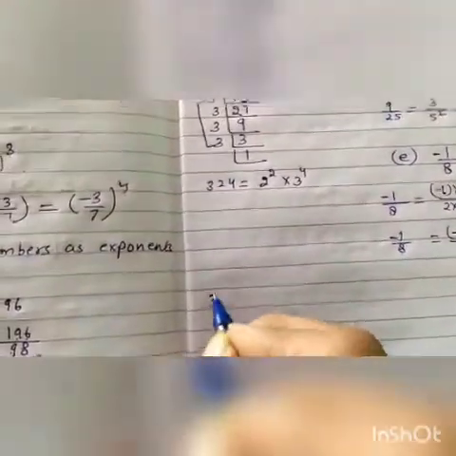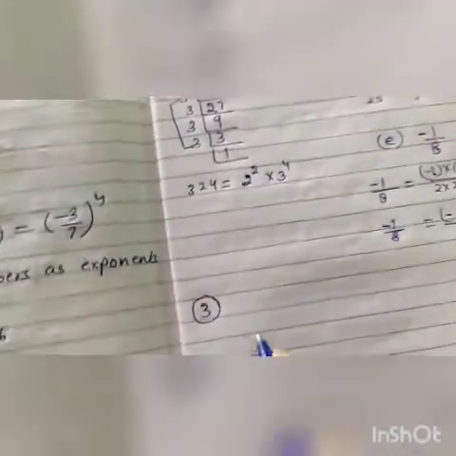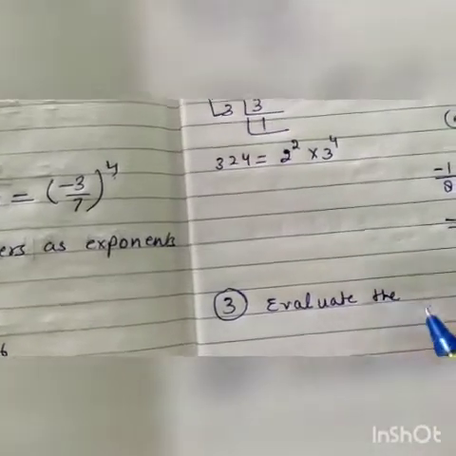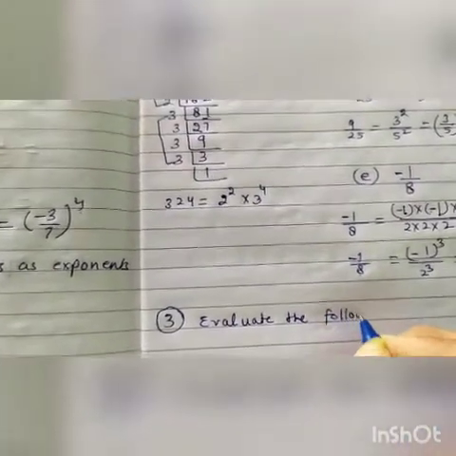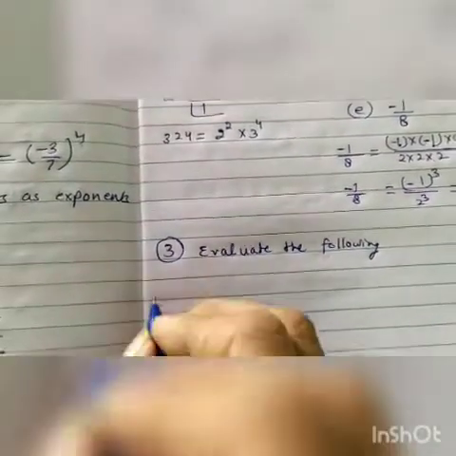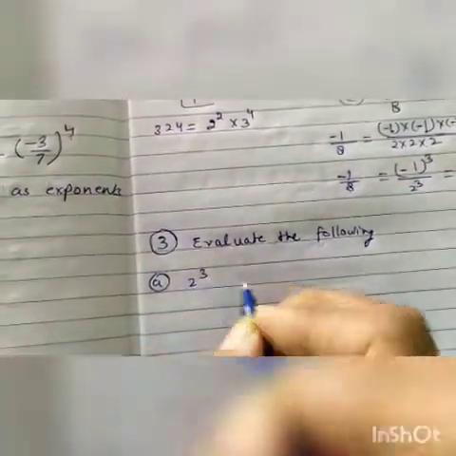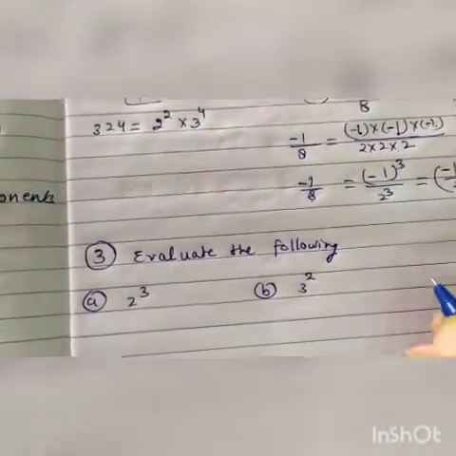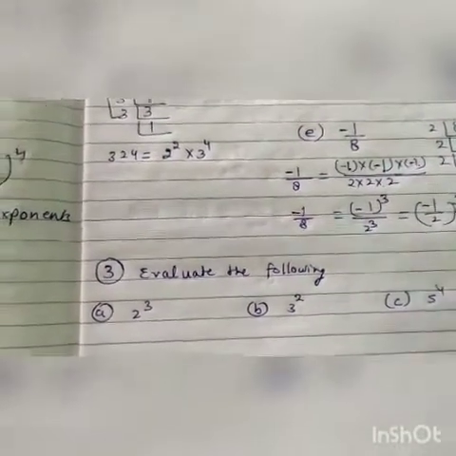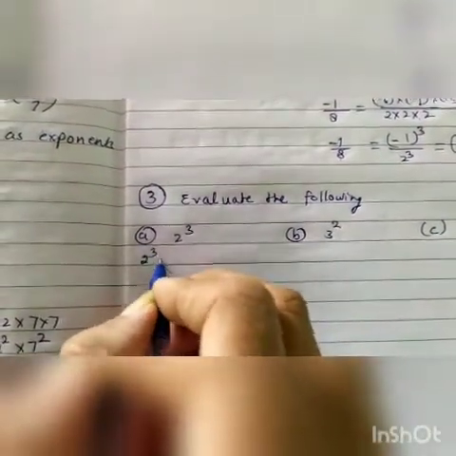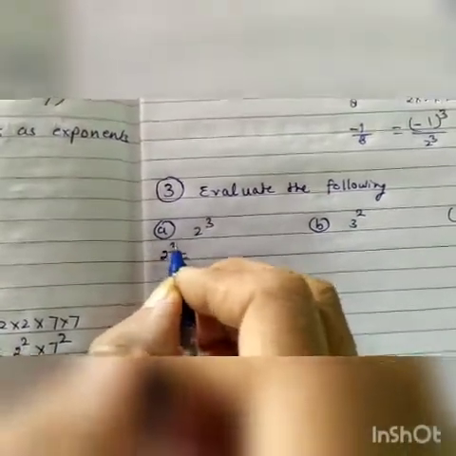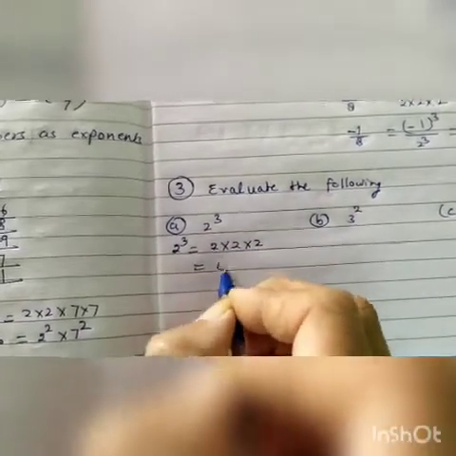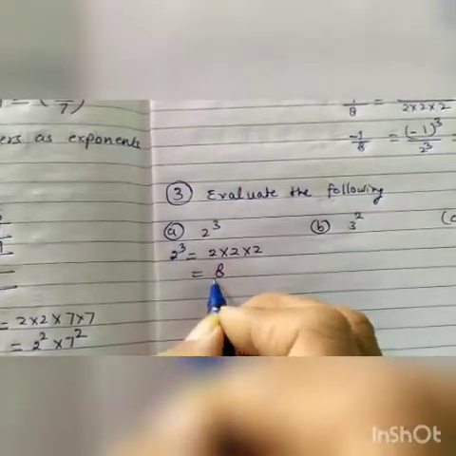Come to question number 3. Our question number 3 is evaluate the following. A part is 2 power 3, B is 3 power 2, C is 5 power 4. So 2 power 3 means we have to multiply this 2 3 times. 2 into 2 into 2. Then 2 2 ja 4, 4 2 ja 8. So value of 2 power 3 is equal to 8.